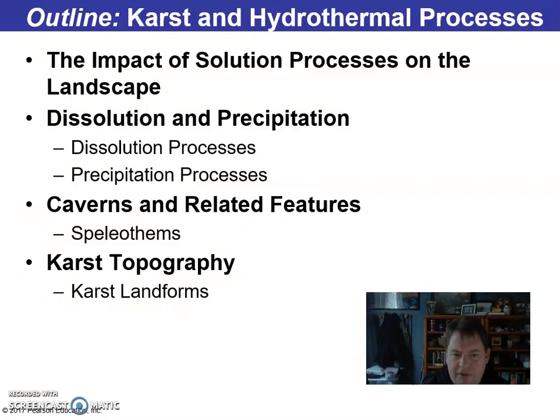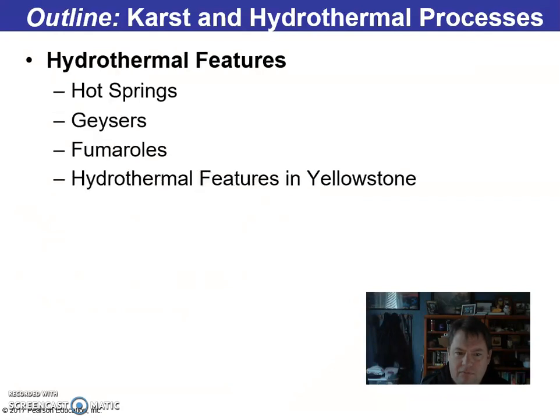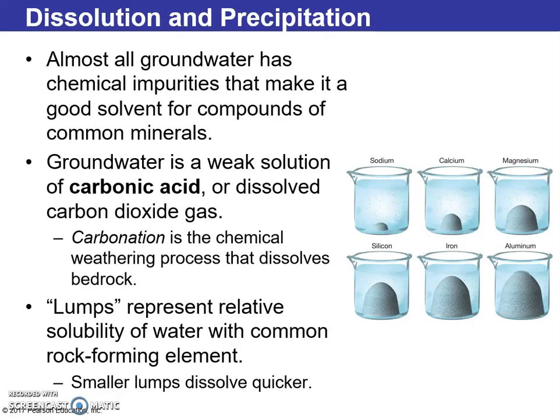We'll talk about a few examples in here that you can use with your discussion and your lab, and so forth. Then hydrothermal features, from hot springs to geysers to fumaroles, to hydrothermal features in Yellowstone. Yellowstone has a very large caldera, the top of a volcano. You see a lot of geothermal activity in Yellowstone, a great example. So we're going to talk about dissolution and precipitation.